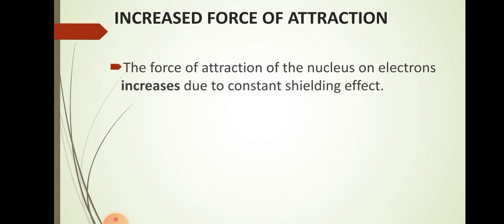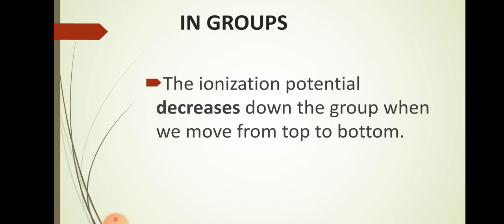Why? Because constant shielding effect means the shielding effect is the same, with no increase in the number of shells; the electrons are added in the same shell. That's why the force of attraction also increases. So we need more ionization energy or more ionization potential to remove the electron from the valence shell.